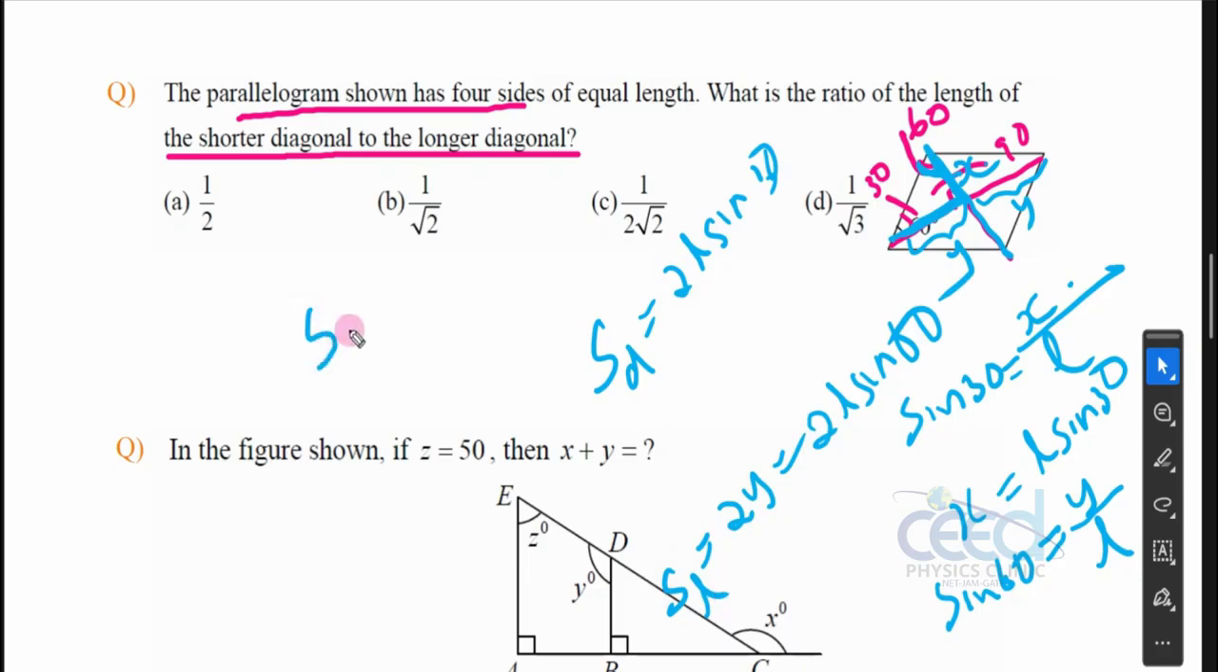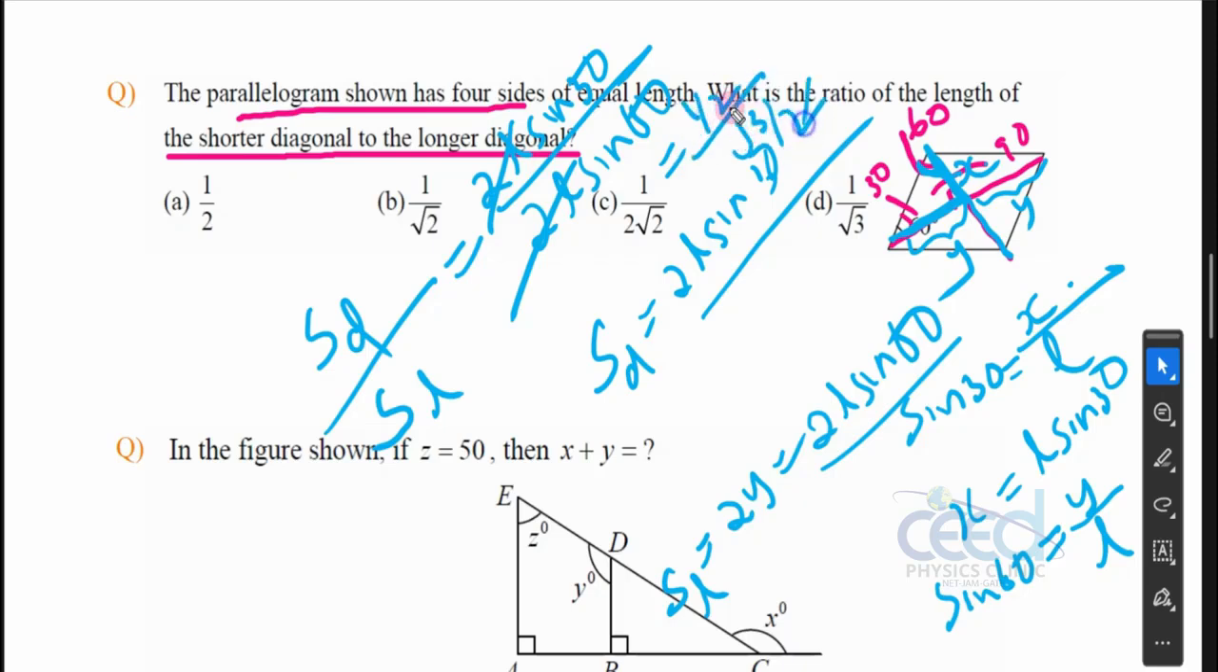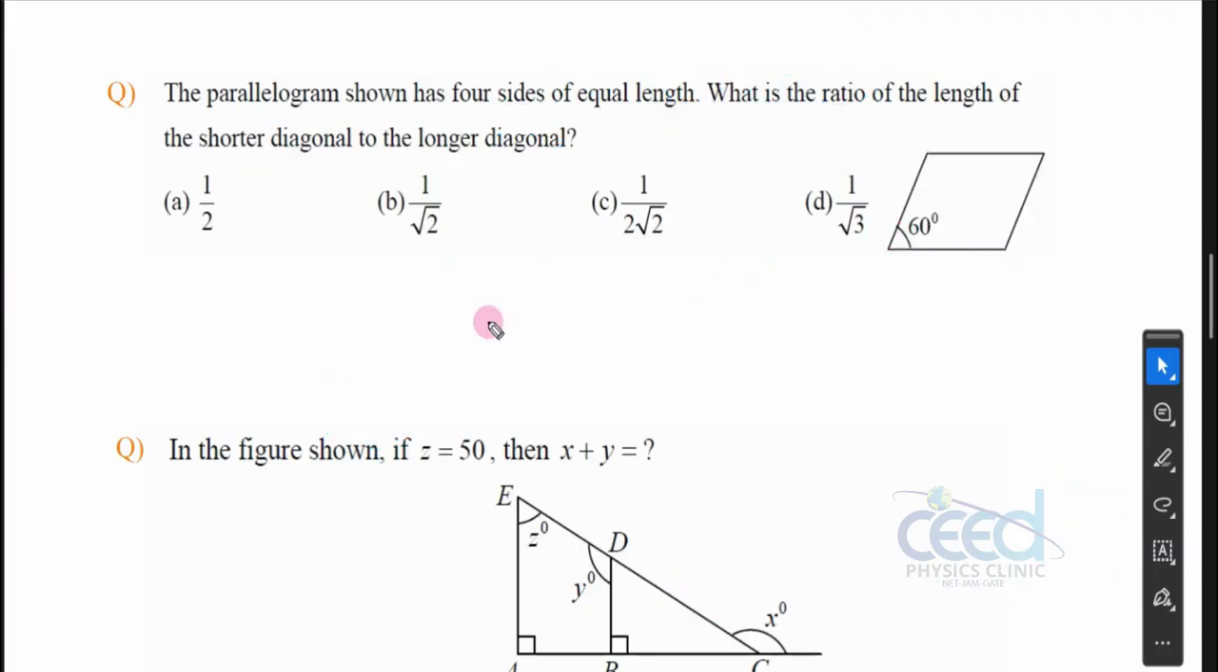Then the length of the shorter diagonal divided by the length of the longer diagonal is equal to 2L sin 30 divided by 2L sin 60. The 2L cancel, and we get 1/2 divided by root 3 by 2, that is 1 by root 3, right? Then which is the option? Option D, right?